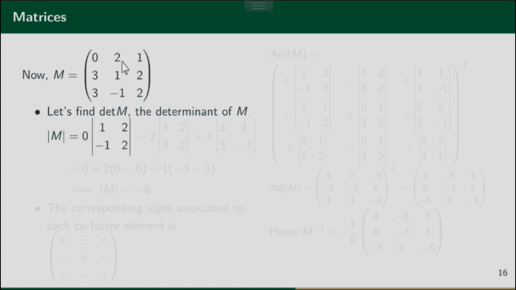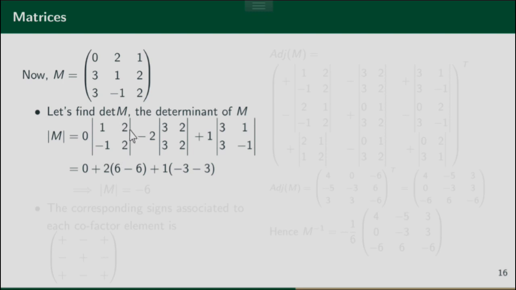Then I will always attach a negative sign to the next element of that row. So I have negative 2 multiplied by its minor determinant. I'll cross out the column and the row, and the resulting matrix is 3, 2, and 3, 2. Then positive 1 multiplied by the minor determinant of 1: cross out the column and the row, and I have the resulting matrix, which is 3, 1, 3, negative 1. So how do we find the determinant of a 2 by 2 matrix? I multiply the elements of the leading diagonal minus the product of the elements of the non-leading diagonal.